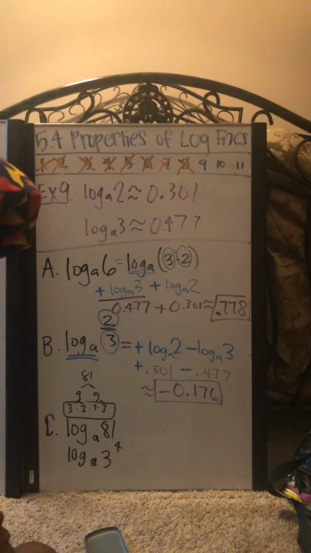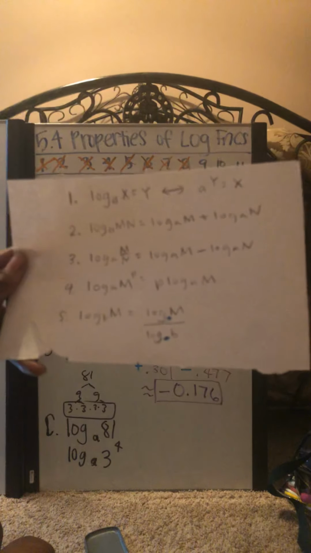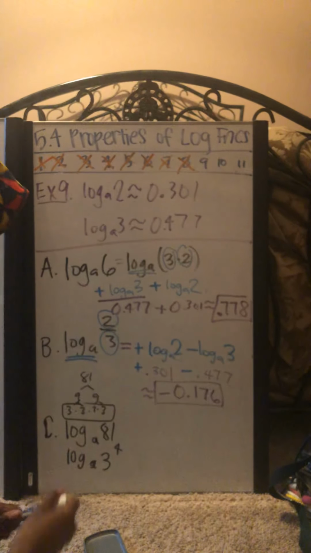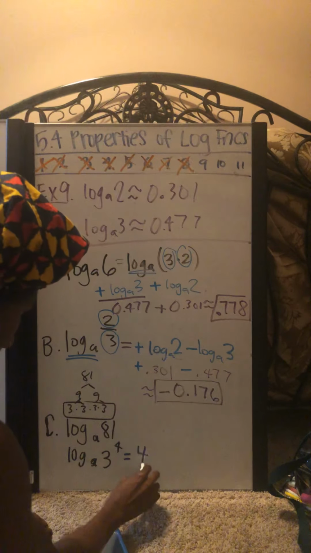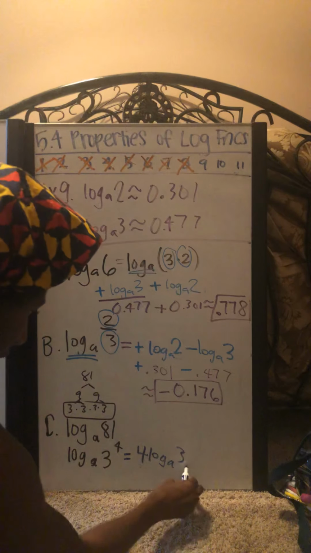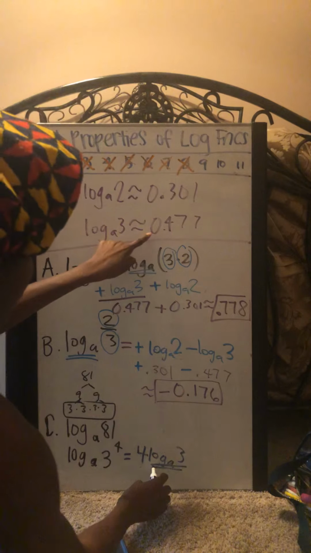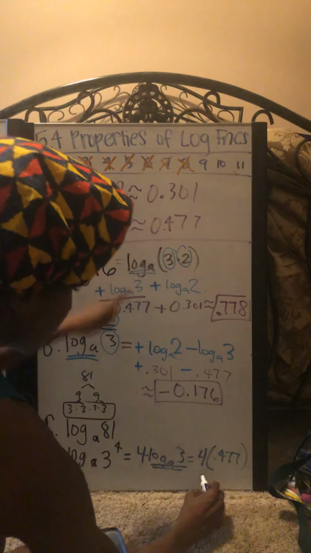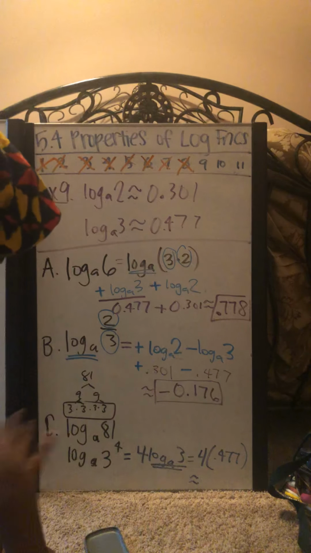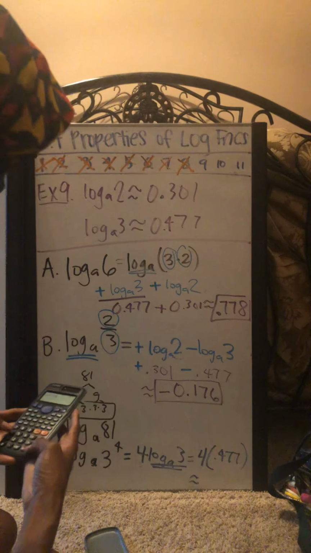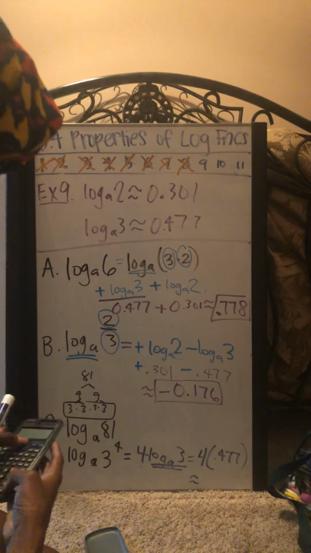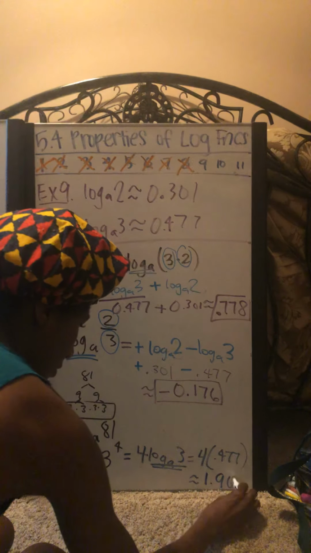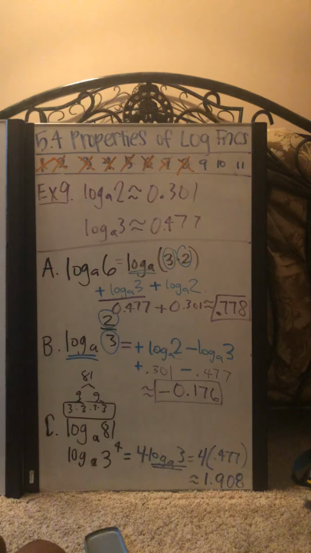So if we have a power, we can use number 4, and then we can shift it to the front, right? So we take our power and we move it to the front. So that's what I'm going to do here. So I know that this is equal to 4 log A3. And now we know that log A3 is approximately this number, so it's going to be 4 times 0.477. So then our answer is just going to be 0.477 times 4, which gives us 1.908, okay, for the answer.